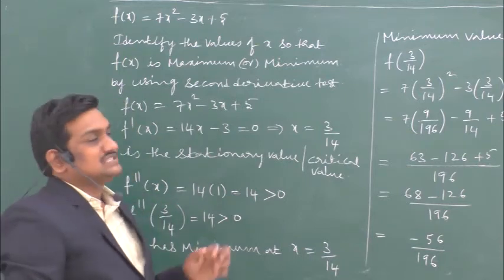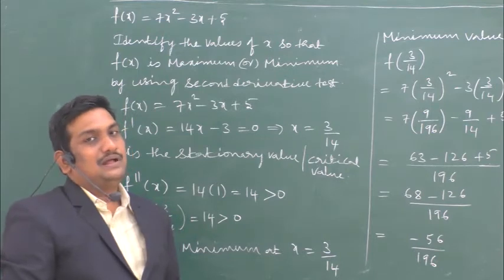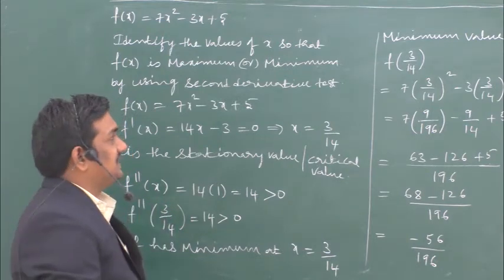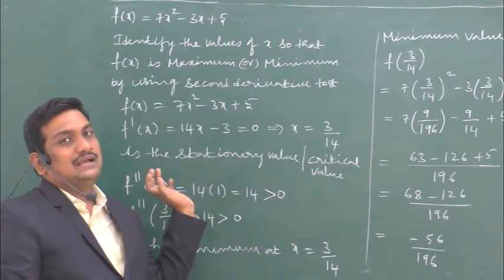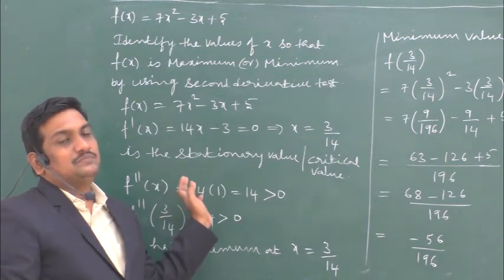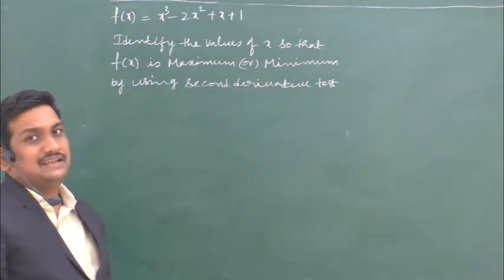So it is the minimum value corresponding to the function 7x square minus 3x plus 5 at x equals to 3 by 14. So this function has a minimum at 3 by 14 and it has a maximum for no x value. Thank you. Now let us consider another example.